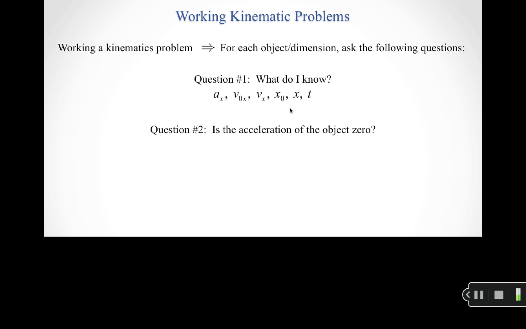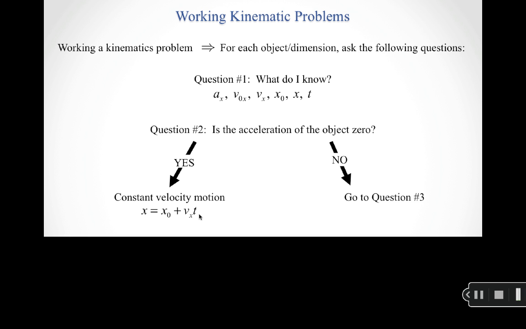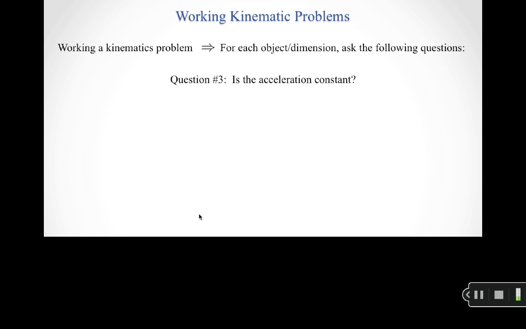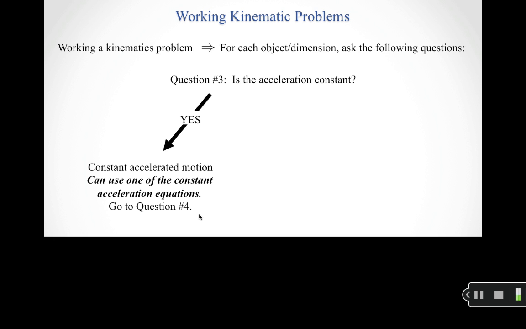Question number 2, and again this one may seem fairly basic, but it's really important, is the acceleration of the object 0? If the answer to this question is yes, then clearly I have constant velocity motion, and the nice thing about constant velocity motion is that there's really just one equation that I'm going to end up using in my kinematic problem. If the answer is no, then I need to go to a next question. So my next question becomes, is the acceleration constant? Again, this one seems really basic, but it's actually really fundamental. Because if the answer is yes, then I have a constant acceleration motion problem.